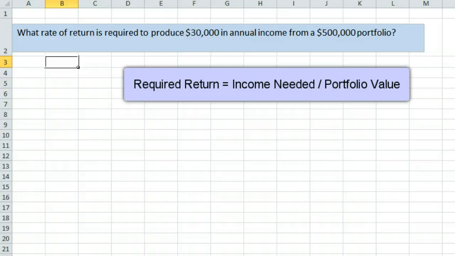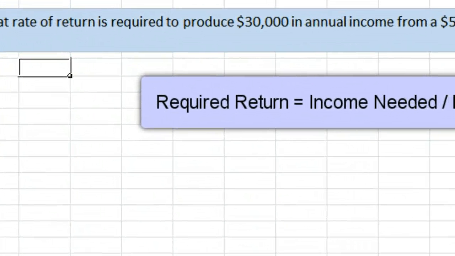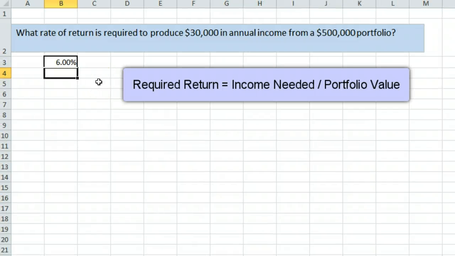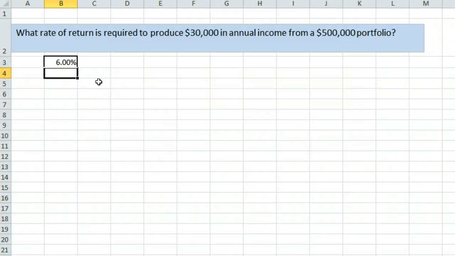To find the required return for an income goal, you just need to divide the income requirement by the portfolio value. In this example, we want to produce $30,000 in annual income from a $500,000 portfolio. We divide the $30,000 by the $500,000, and that gives us 6%. A 6% return on $500,000 is the $30,000 that we need.